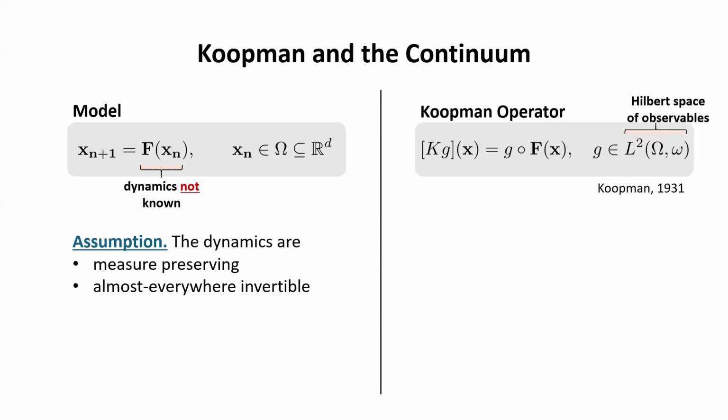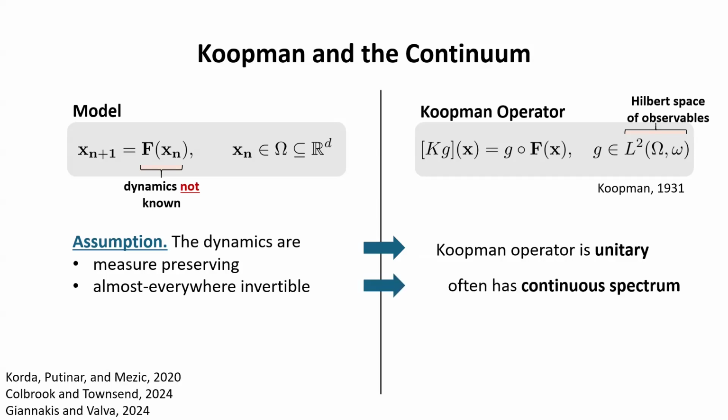The reason I want to focus on this is because it's a nice relevant class of dynamical systems for which the Koopman operator has a continuous spectrum and some nice spectral properties. So we'll set up the Koopman operator in the usual way. We'll work on the Hilbert space L2, so square integrable functions with respect to the invariant measure. In this setting, the Koopman operator is unitary, and it often has continuous spectrum, for reasons that you can trace directly down to certain measure preserving dynamics.